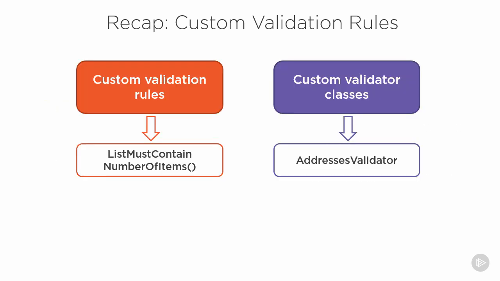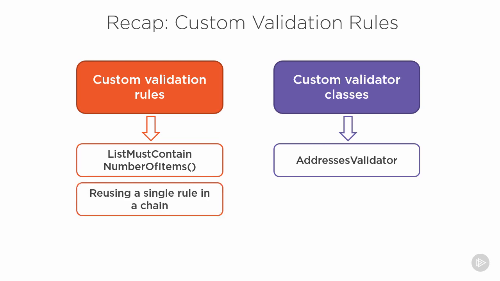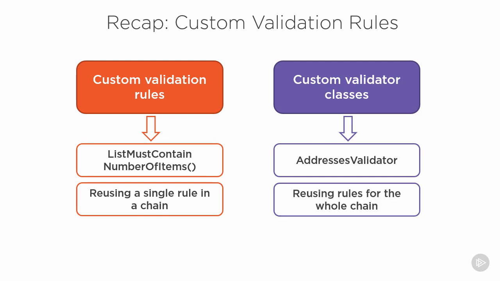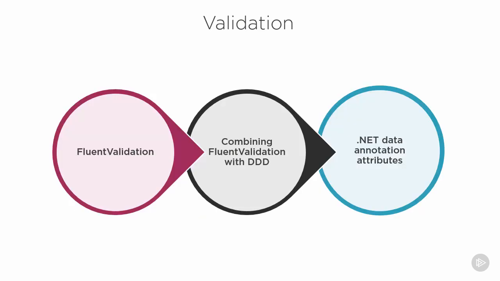Notice the difference between custom validation rules and custom validators. Custom validation rules help us to reuse a single rule in a rule chain, while with custom validators, we are reusing validation checks for the whole rule chain. This concludes the first part of the course. In this part, we discussed the Fluent Validation library and its features. In the next module, we will talk about validation best practices in general and how the topic of validation relates to domain-driven design.